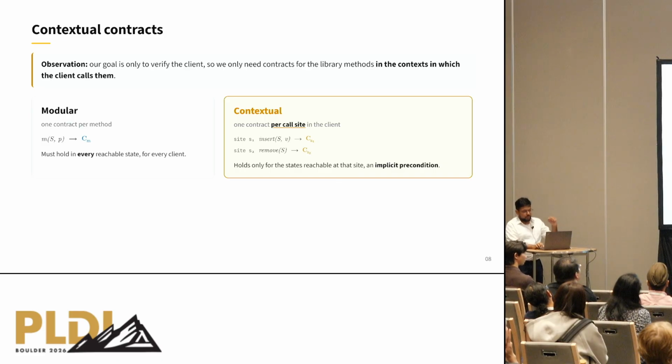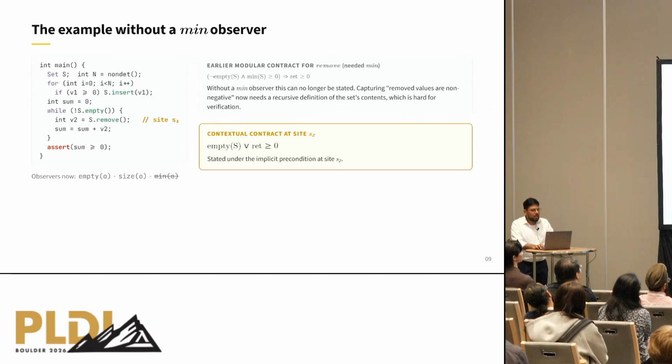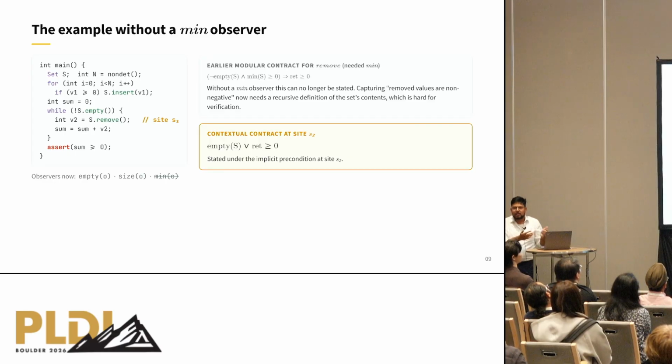Now, why are these useful? Well, because they can actually give you a lot of leverage and can be much simpler than modular contracts at times if you want to establish guarantees about your software. So here's the example again. This time, I'm not going to give you the observer function min. And this is a problem because I liberally used min in my example earlier. I told you things like if you had a set with a non-negative minimum and you did something, it'll continue to, like you can't do any of that right now.